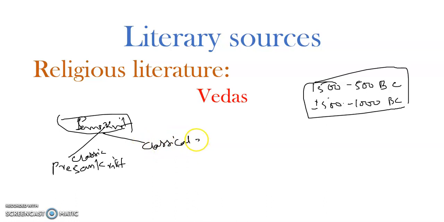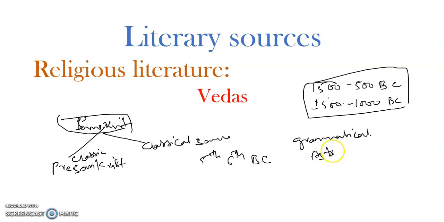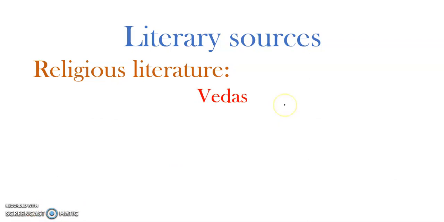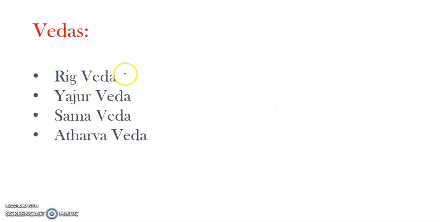Classical Sanskrit developed around the 5th and 6th century BC, when the grammatical works evolved, such as we discussed earlier, Ashtadhyayi by Panini, Mahabhashya by Patanjali. After the composition of these, the works are called classical Sanskrit works. Before that, they are called pre-classical Sanskrit works. Now, the Vedas are divided into four: Rig Veda, Yajur Veda, Sama Veda, Atharva Veda.